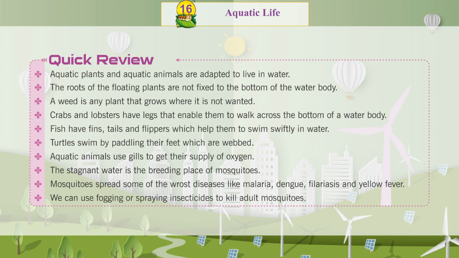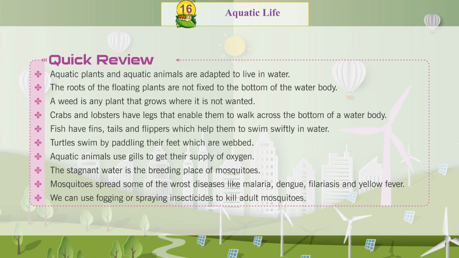Quick review. Aquatic plants and aquatic animals are adapted to live in water. The roots of the floating plants are not fixed to the bottom of the water body. A weed is any plant that grows where it is not wanted. Crabs and lobsters have legs that enable them to walk across the bottom of a water body. Fish have fins, tails, and flippers, which help them to swim swiftly in water. Turtles swim by paddling their feet, which are webbed.